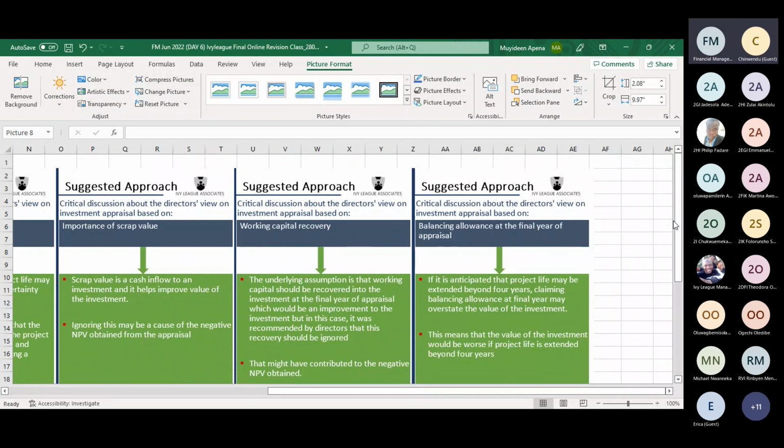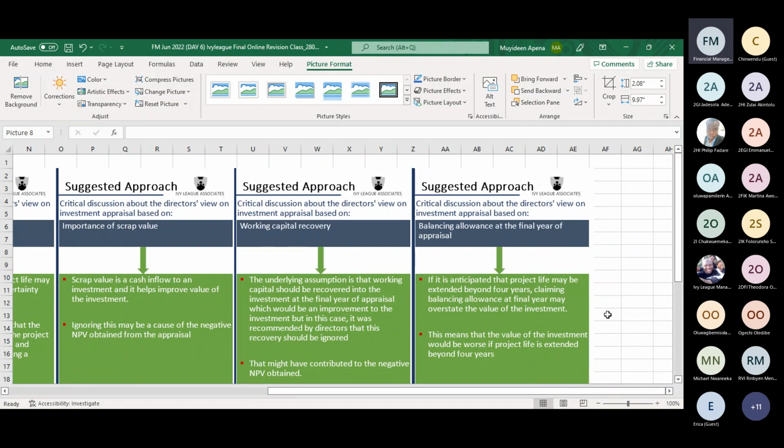But guess what? If the project life is extended beyond 4 years, we won't be able to claim that balancing allowance. Okay, and what will that mean? That means that may overstate the value of the investment. Claiming it in year 4 may mean that we are overstating the value of the investment. But if we have extended it beyond 4 years, we'll get some kind of reasonable values placed into the future. And then the true value of that investment will be obtained.